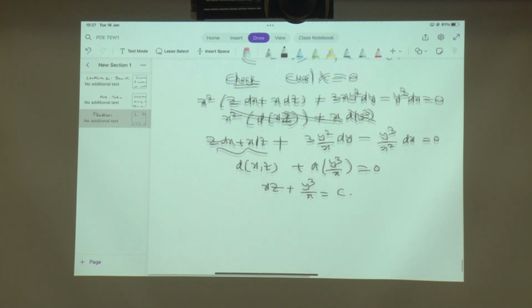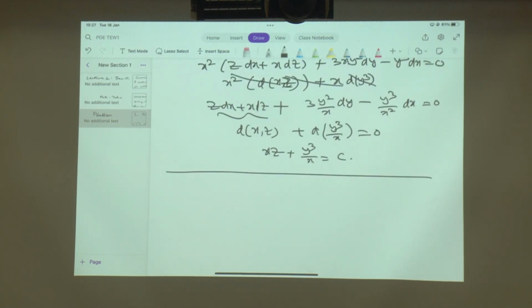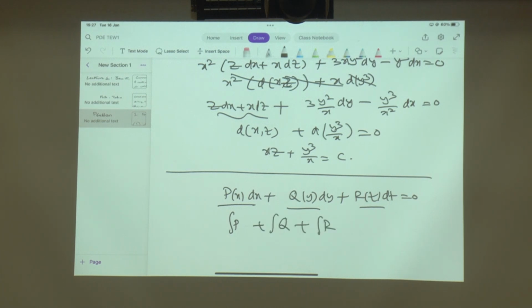The other case is so-called variable separable, where p depends only on x, q depends only on y. These are much easier to do. The answer will be just integrate this, integrate this, integrate this. That's what we did. x dx means x squared by 2. So integral p plus integral q plus integral r, with one variable each, equal to constant. So I will not do this example. I will give you the notes.